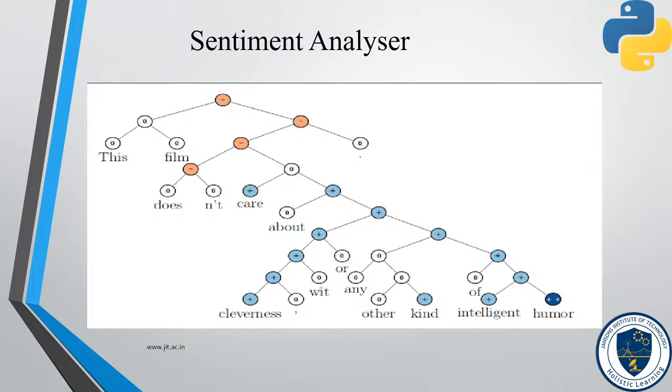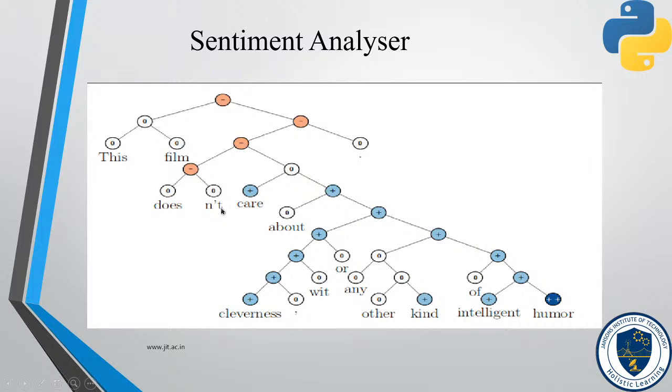This is again a tree structure. Here again, a sentence is given: maybe, the film does not care about cleverness, etc. The sentence words are split. At the leaf node this is considered a neutral sentence, and when combined, it is considered negative. So initially each is a word, a neutral word. Film is a word, it is neutral. Does not.